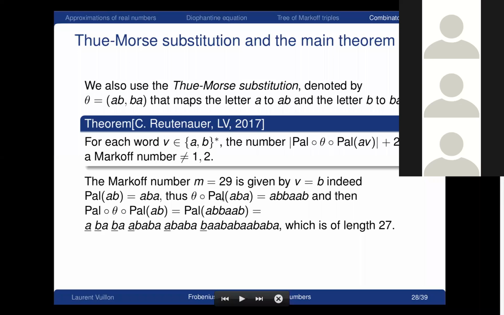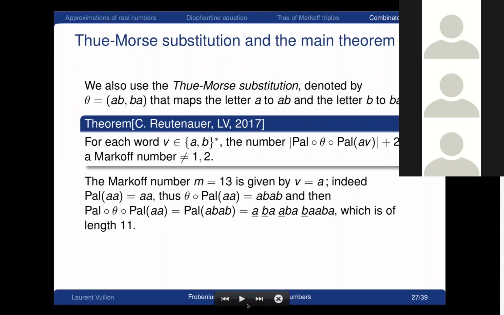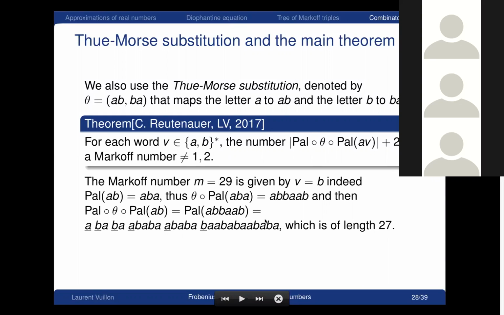So if you look at 29, which is a Markov number, we just have to take V equal B and compute pal of theta pal of AB. Pal of AB is ABA. If we take theta of ABA, it's AB, BA, AB. And then we have to compute pal of this word.